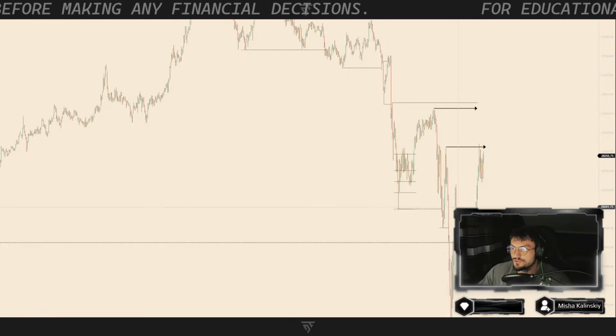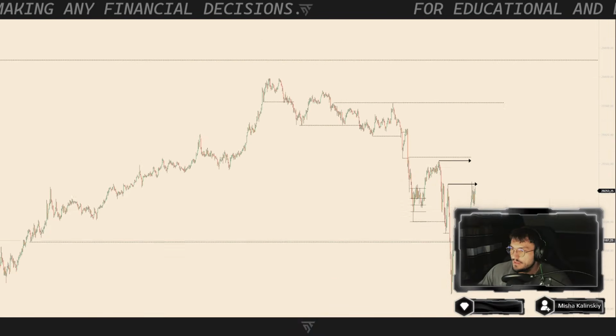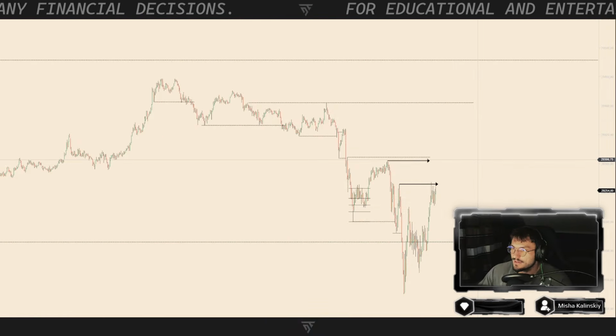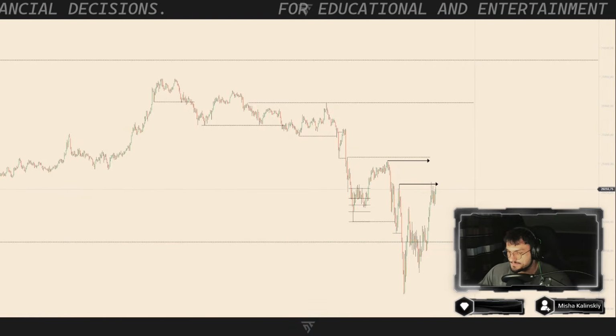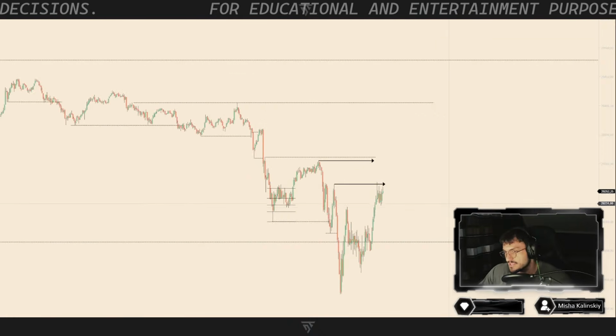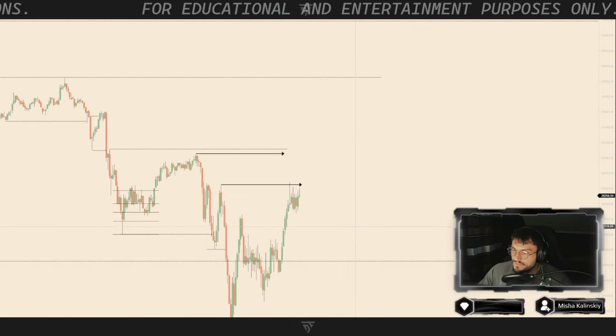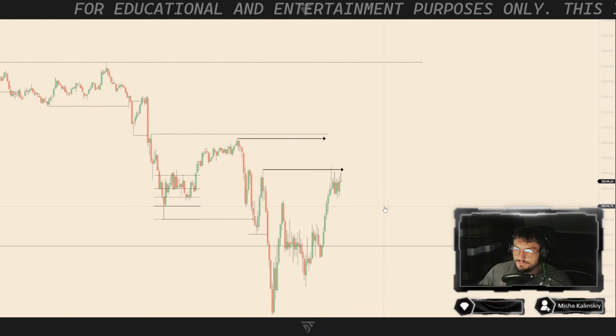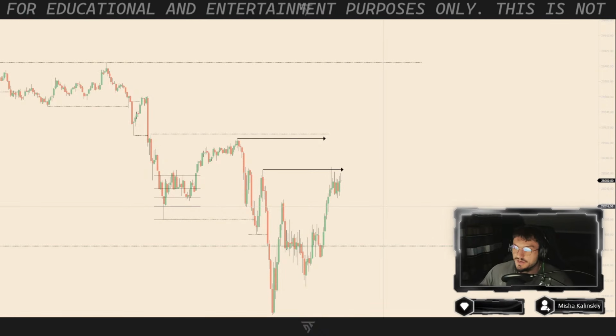I really wanted a short. I wouldn't be really comfortable taking any longs here. So I'm just gonna stay out of the market for the time being. With that said, that's my trading plan.